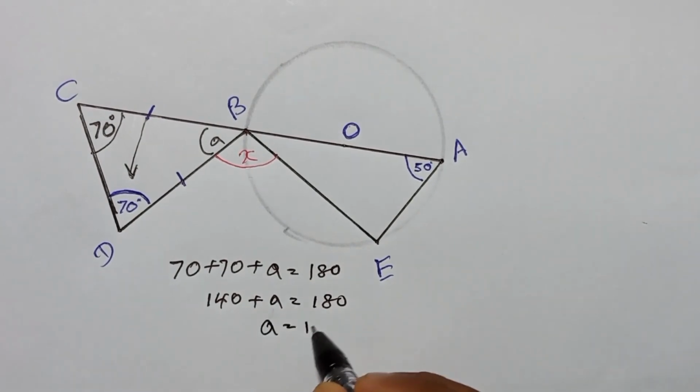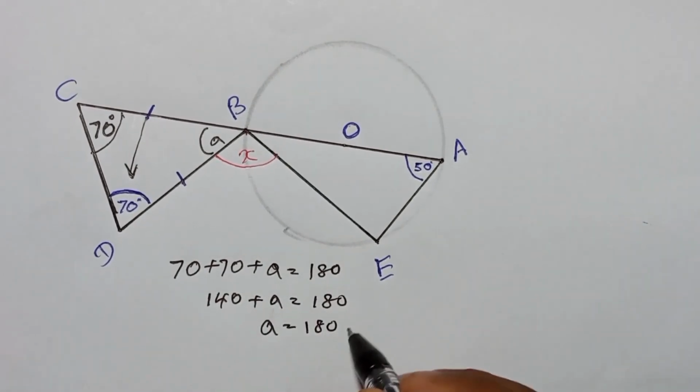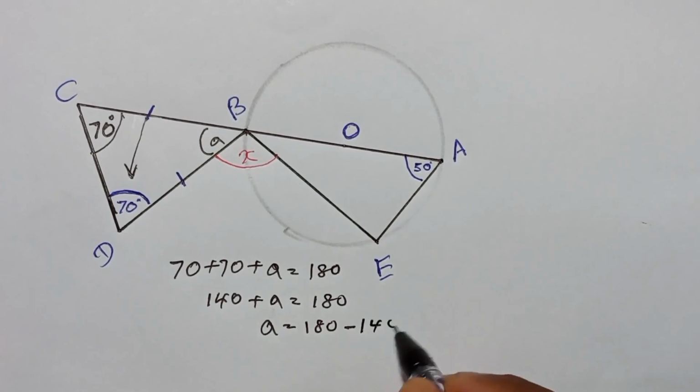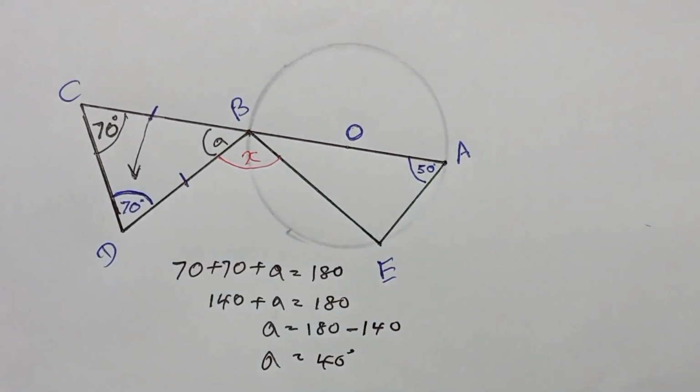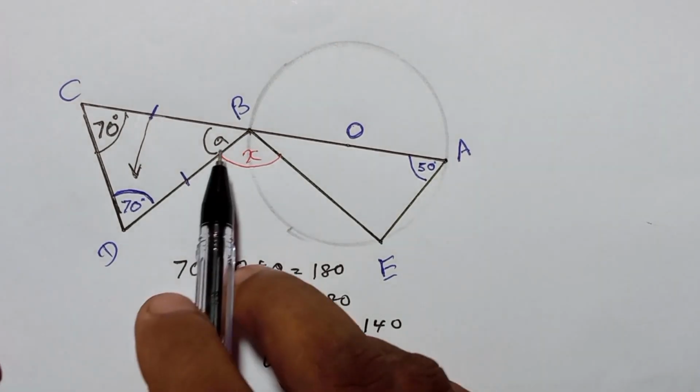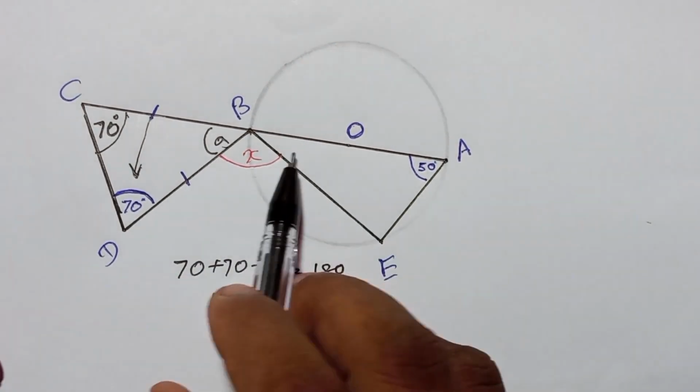So 140 brought to this side will be minus 140. So a will be equal to 40 degrees. Okay, now we got a, right? This angle we now have. Now I need to find this angle.